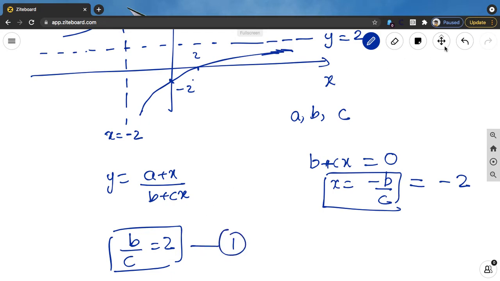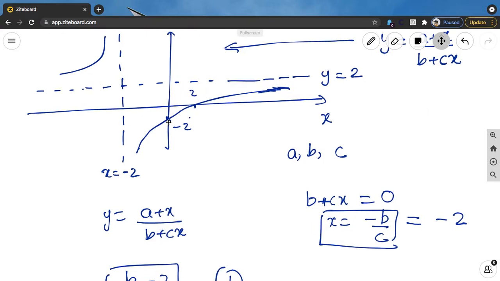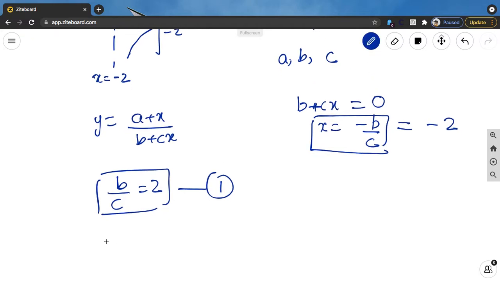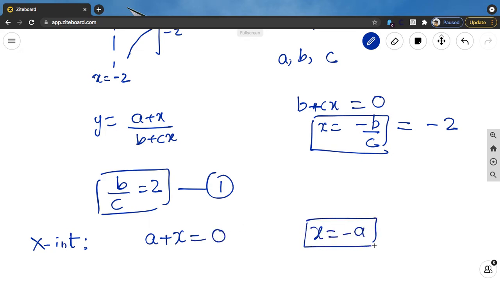Next, what else do I know? I know the intercepts. I know the x-intercept and the y-intercept. How do I find intercepts? The x-intercept is when y equal to 0. When will y be equal to 0? When a + x is 0, or x is equal to -a. What is the x-intercept there? It is 2. So 2 is equal to -a. So a is -2. So I got the value of a.